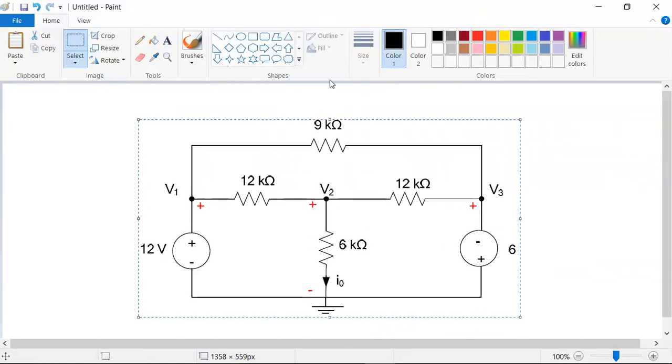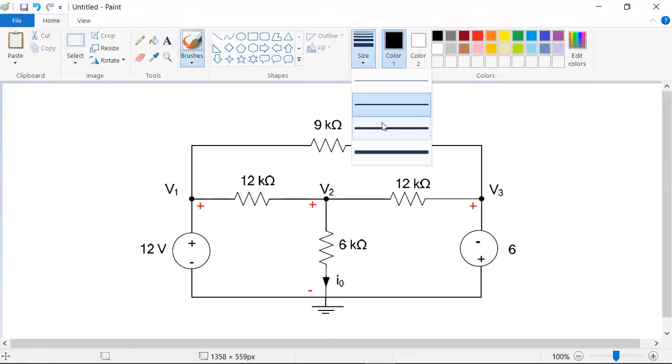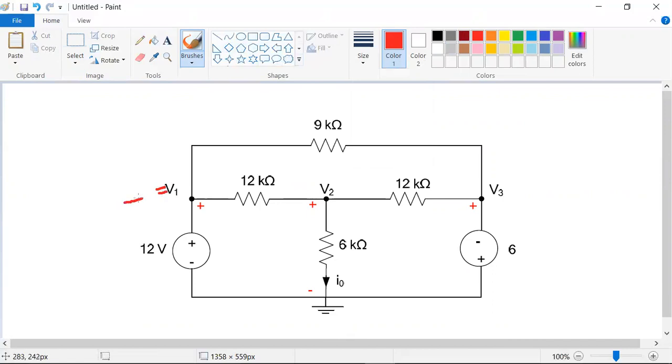Right. 9 volts. Now here this is V1. Already we know the value of V1 is how much? Plus 12 volts, and we know the value of V3 how much? Minus 6 volts. Minus 6 volts. And V2 is unknown now.